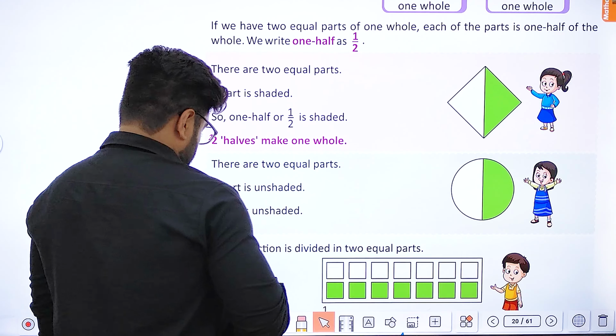Okay. So this figure is divided into 4 equal parts. If we talk about one part, just like this, so this will be 1 by 4. Okay. Now come to the next part, that is we write a quarter or 1/4, and that is 1 by 4. Now move to the next part.